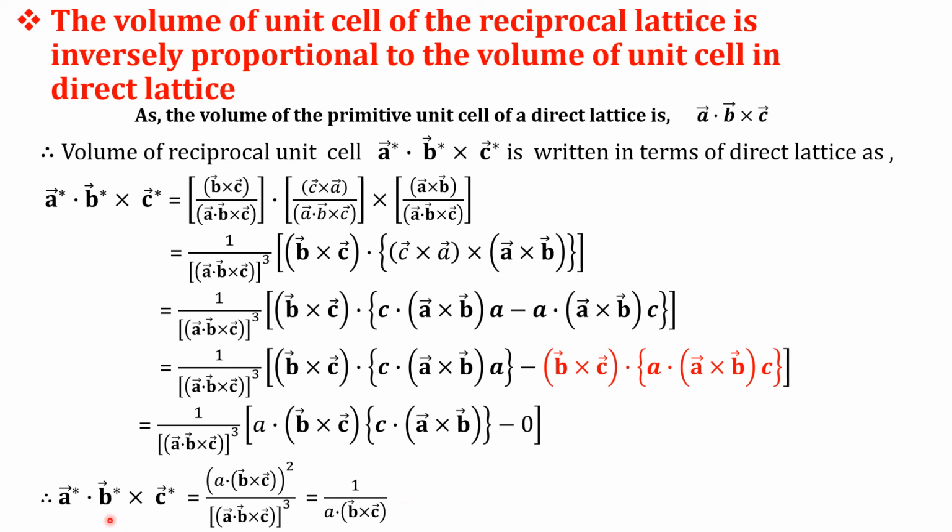It represents the volume of unit cell in the reciprocal lattice, that is A star dot B star cross C star, is inversely proportional to volume of unit cell in the direct lattice, and this is the proof for that property.